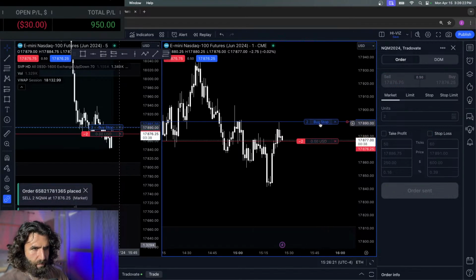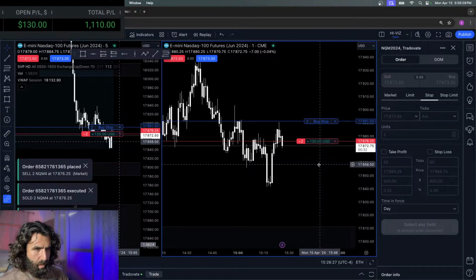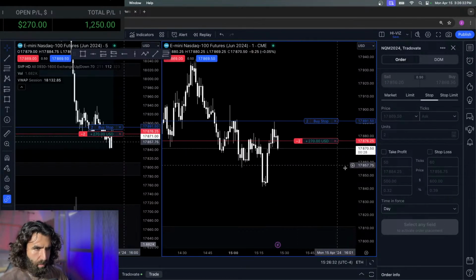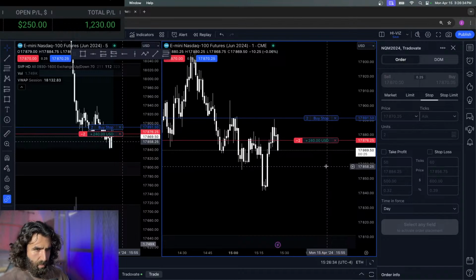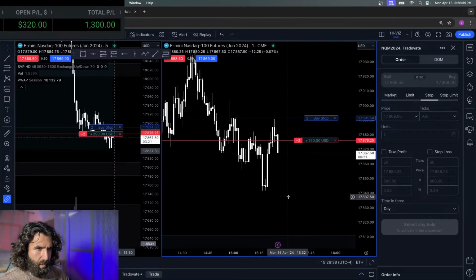Trying to get in from this level, in the short, just above. We'll see if we get the continuation down. Broke below all these lows. Nice. Can we run down towards the prior low? That's all I need out of this one.